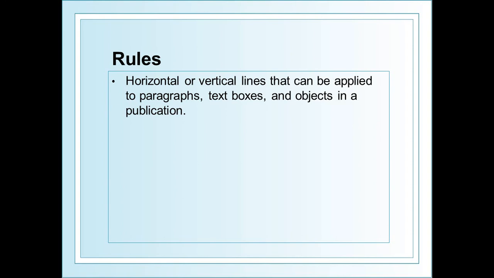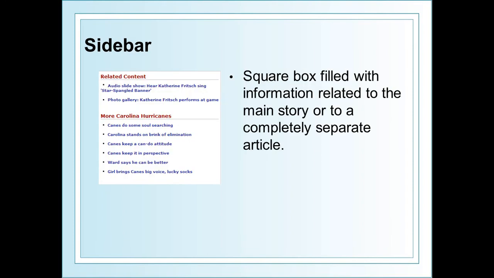Rules. Horizontal or vertical lines that can be applied to a paragraph, a text box, an object in a publication. Sidebars. Square box filled with information related to the main story or to a completely separate article.